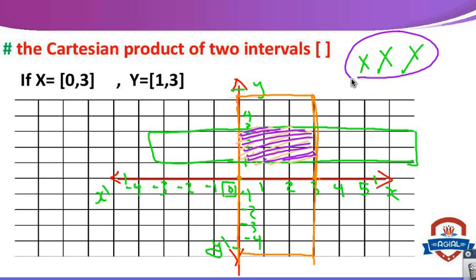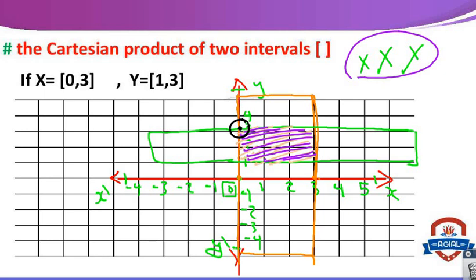For example, does the ordered pair 0 and 3 belong to X × Y? Where are 0 and 3? 0 on x and 3 on y, this point. Does this ordered pair belong to the Cartesian product X × Y? Yes, it belongs to this region.